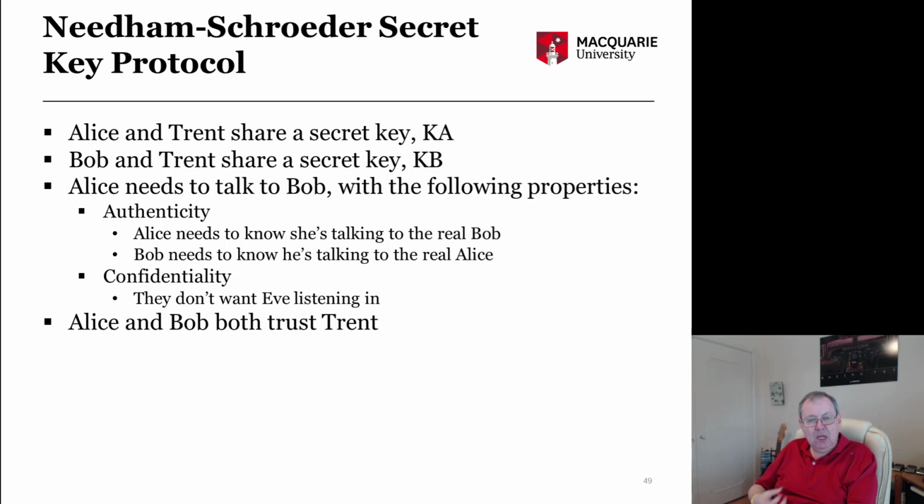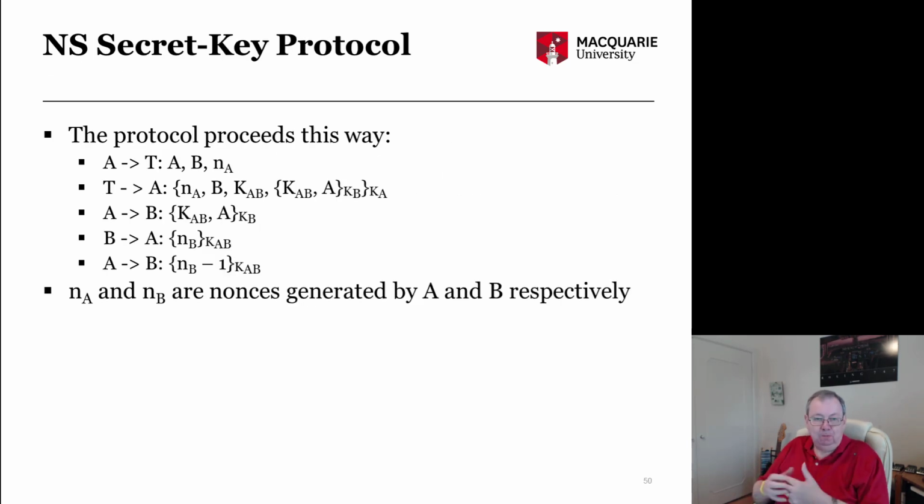So here's how the protocol works. First of all, Alice sends to Trent a plain text message. It's not encrypted. It's A, B, and NA. Now, in a previous lecture on digital signatures, I introduced the concept of timestamping. And I mentioned the idea of nonces, these random numbers, which are also called nonces. In this case, we're going to call them a nonce. So it's a random number which Alice generates. So this is simply Alice's name, Bob's name, and a nonce generated by Alice.